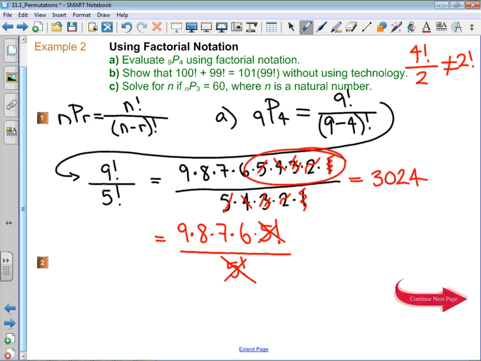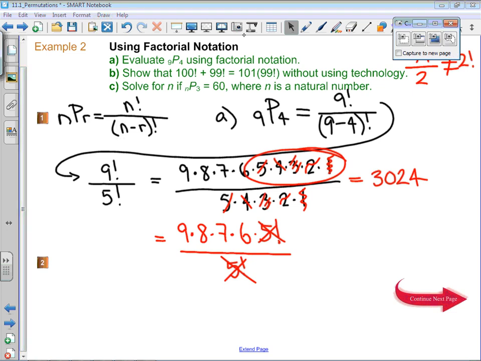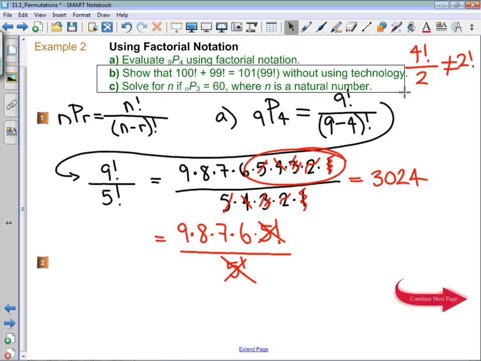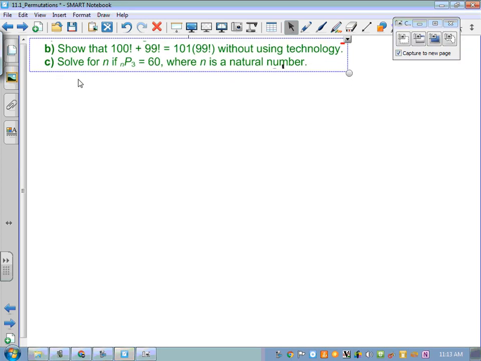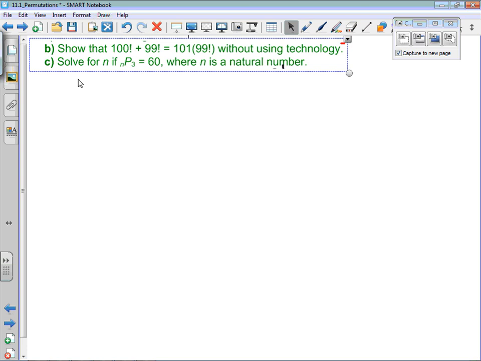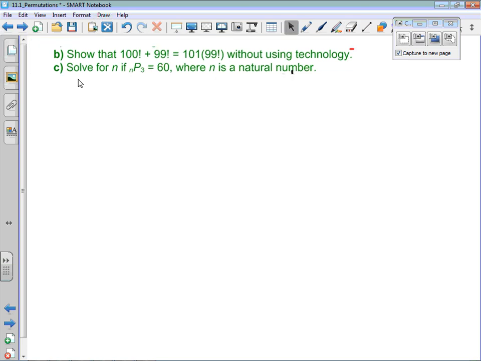All right, the next problem here, and I'm actually just going to pull this onto a new page because I think I wrote far too much here. I'll take B and C. We'll do them both on the next page here. If we look at B, it wants us to show that 100 factorial plus 99 factorial is equal to 101 times 99 factorial. Now it says, and I always laugh at this, without using technology. Your calculator cannot do 99 factorial. It is far, far, far too large. It'll give overflow. So we have to solve this problem without technology.